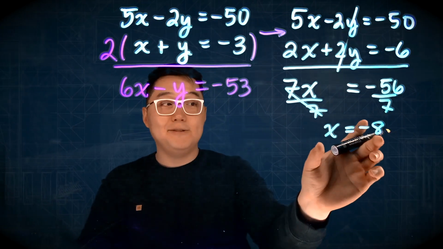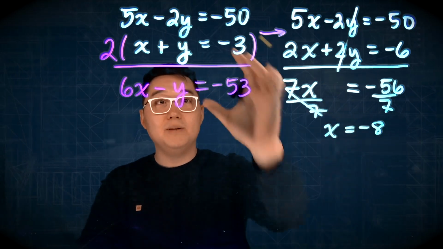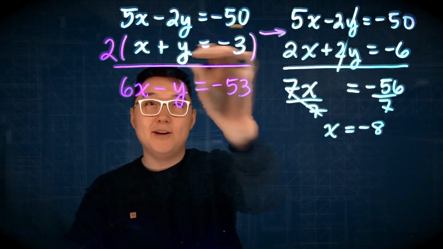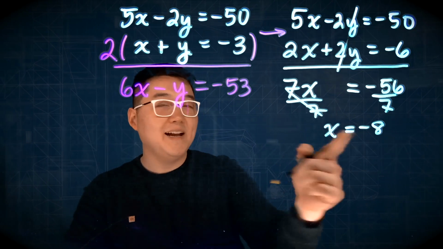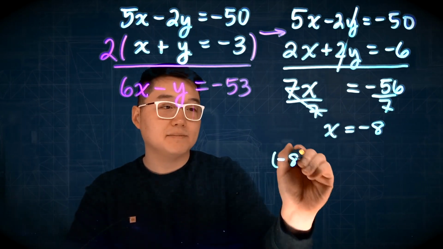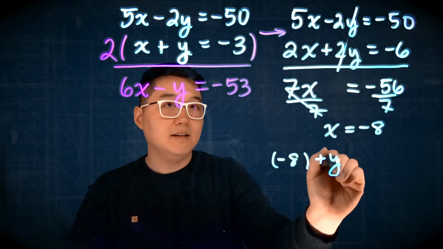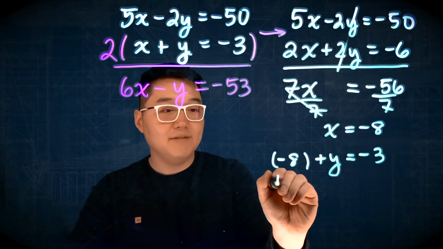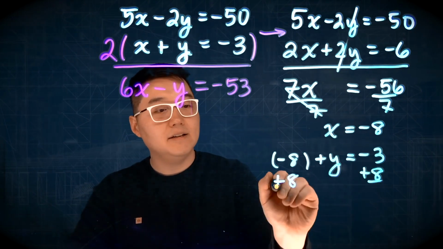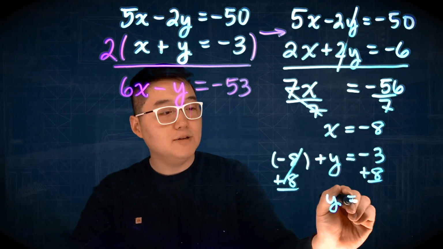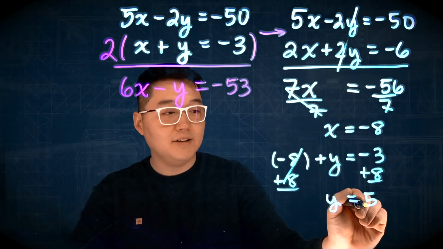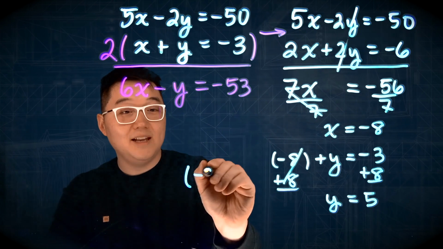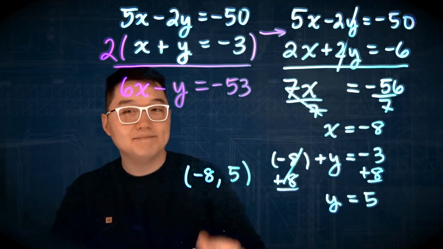Alright, so now that we have x equals negative 8, we can plug it back into either of these two equations to figure out y. Let's do that in the second equation because it looks simpler. So if I plug in negative 8 for x in x plus y equals negative 3, let's solve for y. To isolate y, we do the opposite of negative 8, which is positive 8, or add 8. Then we have y equals negative 3 plus 8, which is 5. So there you go. Our solution is x equals negative 8 and y equals 5. And there you go.